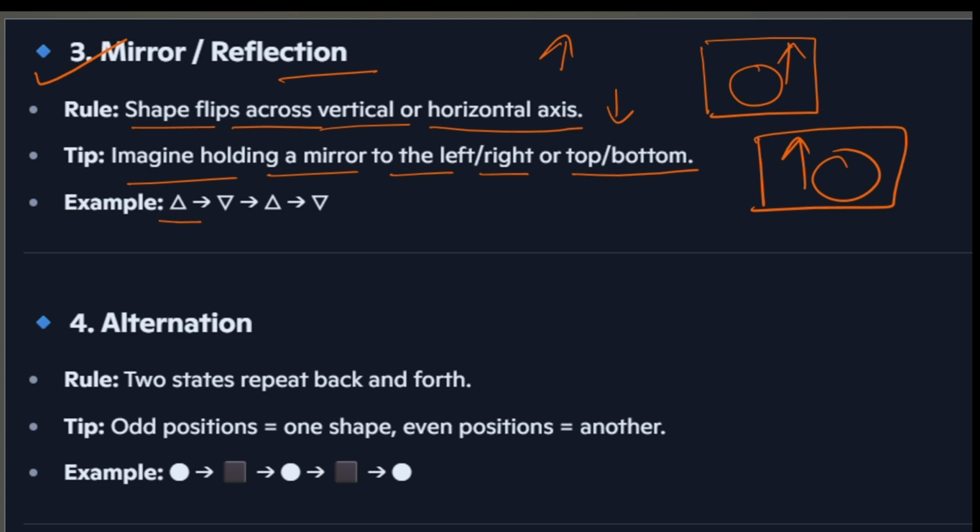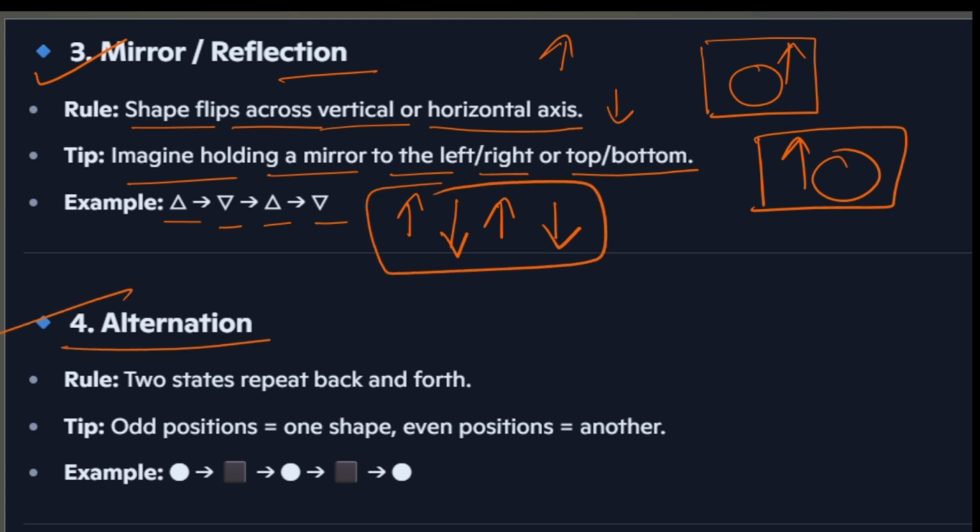So here there is a triangle. Where there is a reflection, it would be downside. If it's downside, then it would be upside. If it's upside, it would be downside. So obviously if it is like this, in the mirror it would be downside. So mirror reflection would be opposite.